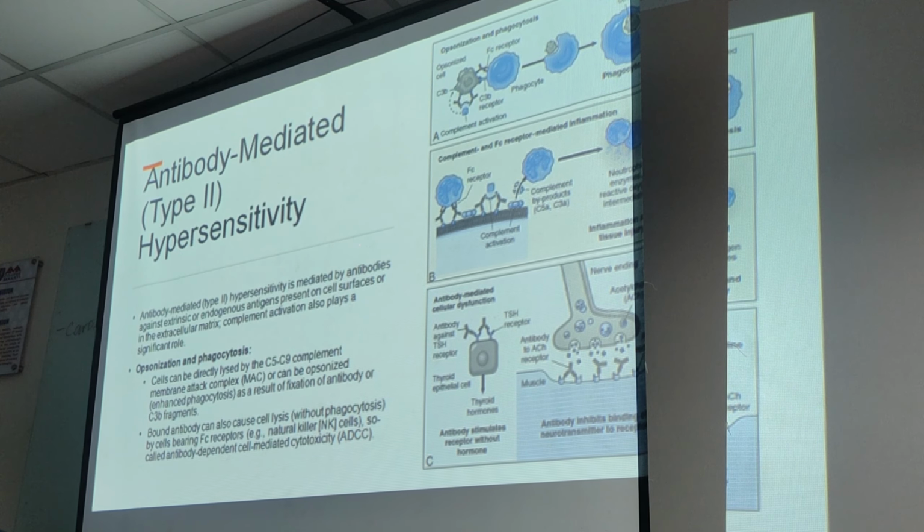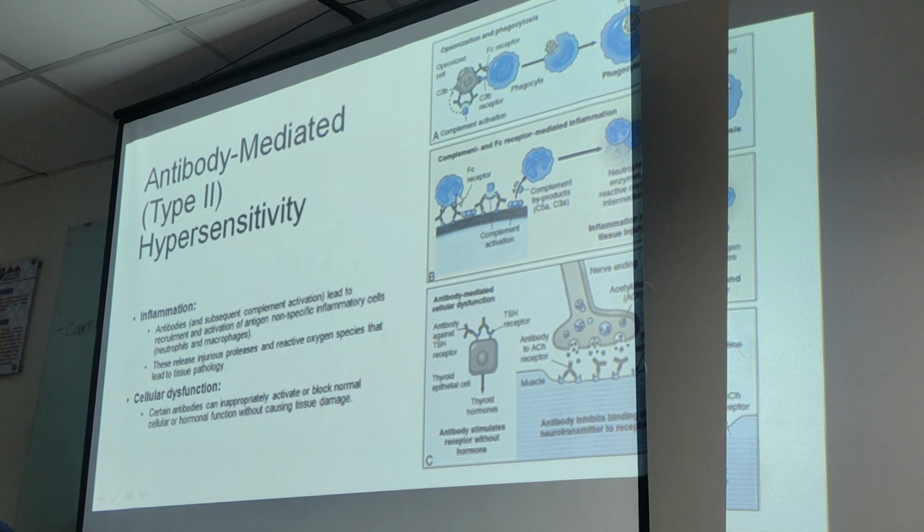Let's move on to type 2 hypersensitivity reaction, which is antibody mediated. So the antibodies involved in this reaction can cause many types of effects. One would be opsonization and phagocytosis. So cells can be directly lysed by your membrane attack complex, or they can be opsonized. So bound antibody can also cause cell lysis and destruction as well.